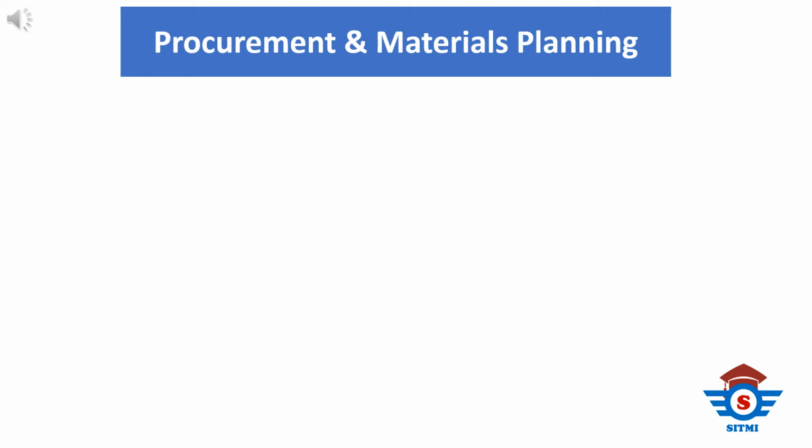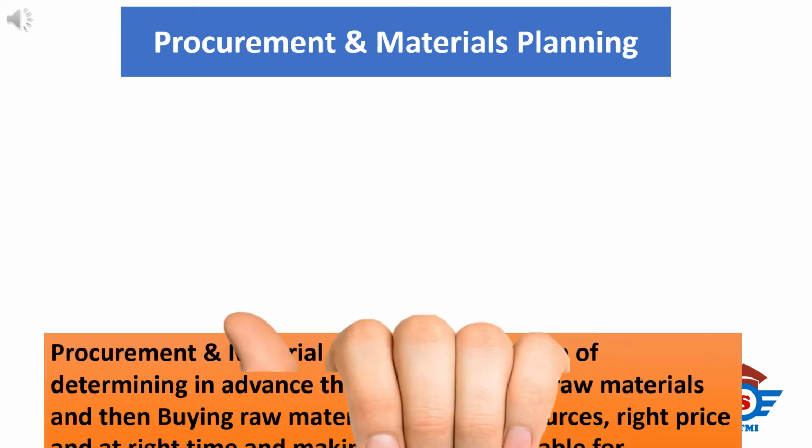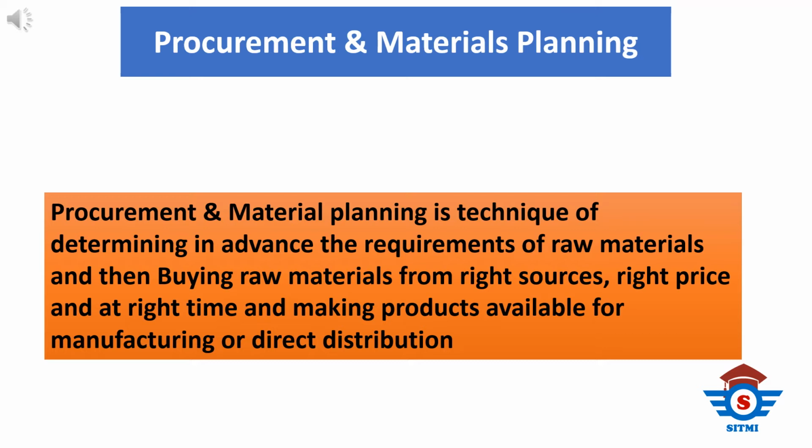Now let's jump to one of the key important functions of an organization, which is procurement and material planning. Basically, this function performs techniques and methods to determine in advance the requirement of raw materials. To do that, they also buy raw materials from the right sources at the right time and right prices, and make those products available for the manufacturing team or for direct distribution to the customer.